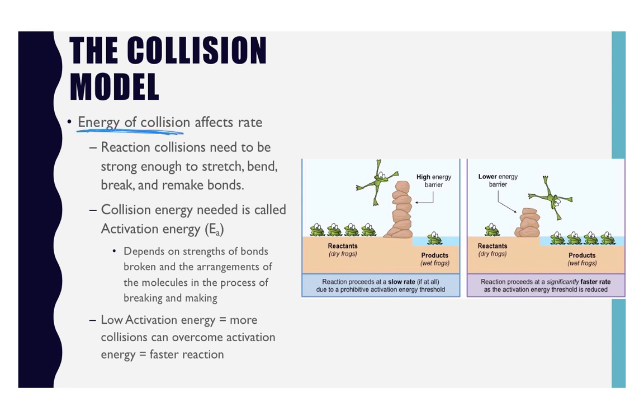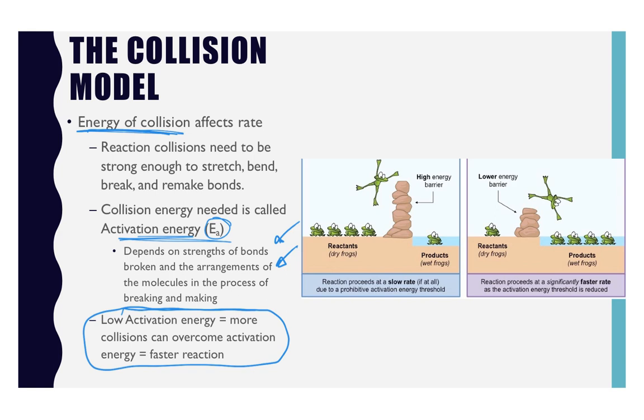Reaction collisions need to be strong enough to bend, stretch, break, and remake bonds. That collision energy, the energy that's needed for those particles to be able to make and break bonds, is called the activation energy. We abbreviate it Ea, and it depends upon a couple different things. It depends upon the strengths of the bonds broken and the arrangement of the molecules in the process of breaking and making. The lower the activation energy, the more collisions are able to overcome that activation energy, so the faster the reaction you have.